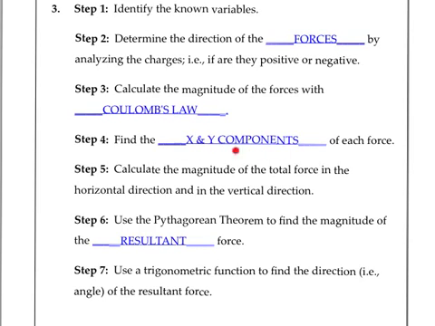From there, we can look at our horizontal and vertical components of each force if they are at various angles to each other. Then we can calculate the magnitude of the total force in the horizontal direction and in the vertical direction. This would give us the two legs of a right triangle, and we can then use Pythagorean theorem to find the resultant force. From there, don't forget you would also want to find an angle, so we could use some trig function. You would take the inverse of that function to find the angle of our resultant force.